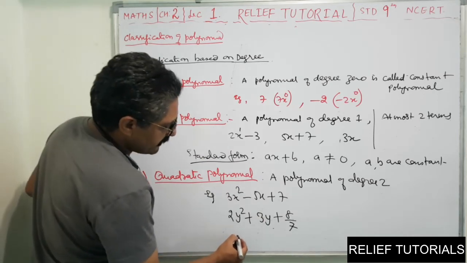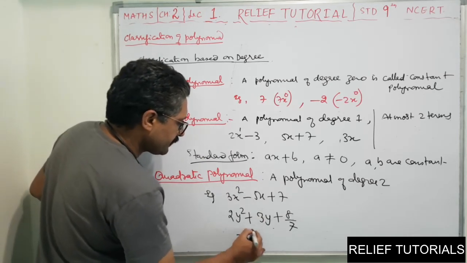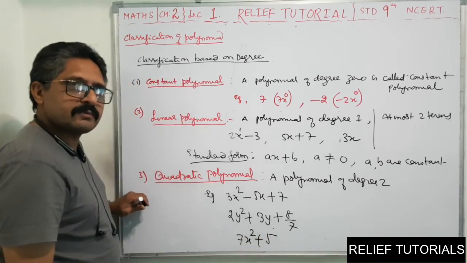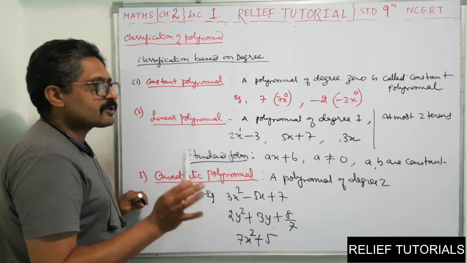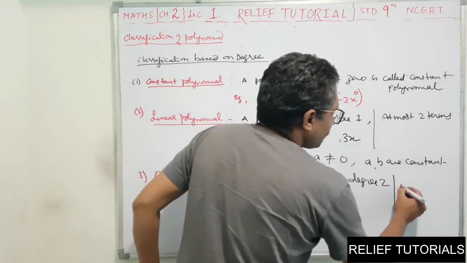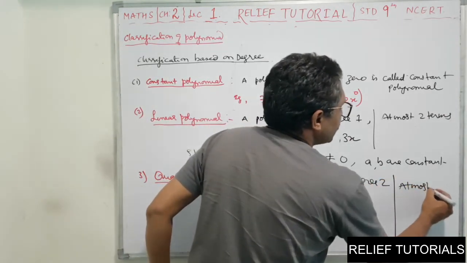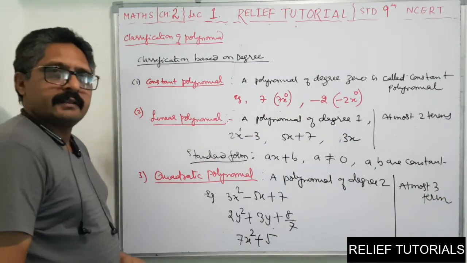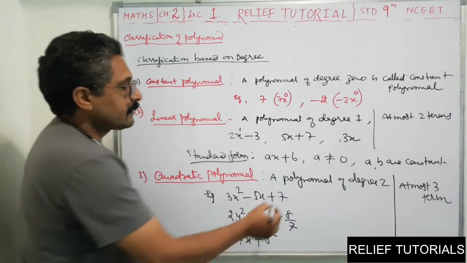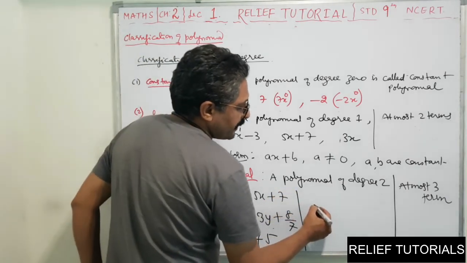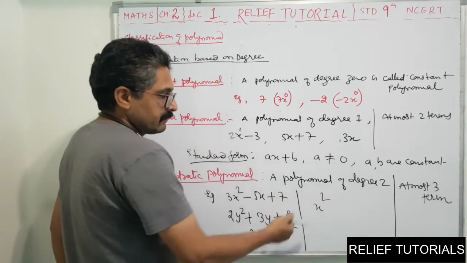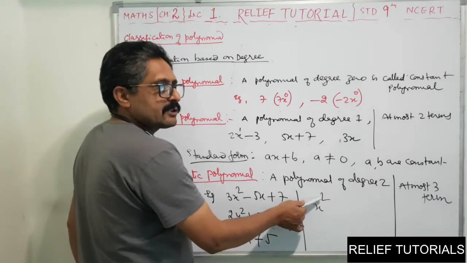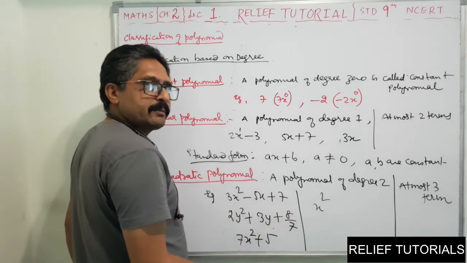Again I can take an example, see this. There are only how many terms? 2 terms. So it should have at most 3 terms. It may have 2 terms, it may have 1 term also. See, this is also a quadratic polynomial. I can say x square. This is a quadratic polynomial. Why? Because highest power is 2. So degree is 2, which means it is a quadratic polynomial.